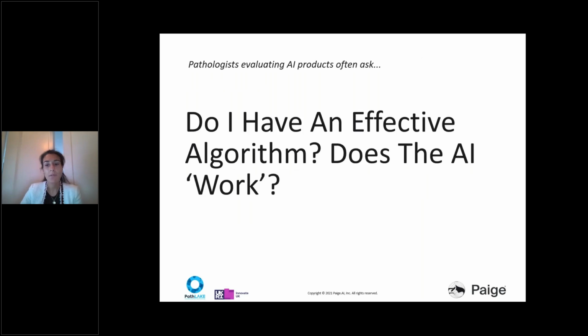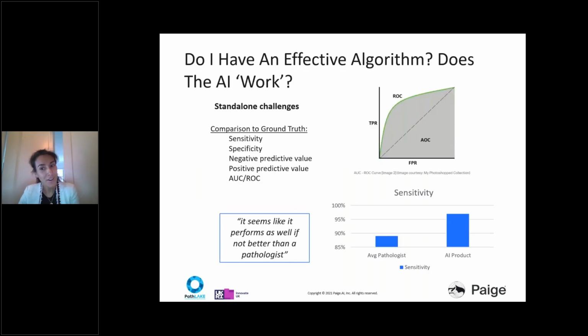So when evaluating AI products, pathologists often ask, do I have an effective algorithm? Does the AI work? Often, the starting point for evaluating the performance, clinical utility, and efficacy of such systems is in silico validation and standalone performance. How does the AI perform against ground truth, looking at sensitivity, specificity, and so forth? This is often at the slide level and can be on curated data sets, generating figures that might look familiar to you, ROC curves, some sort of performance of the AI product compared to a pathologist.